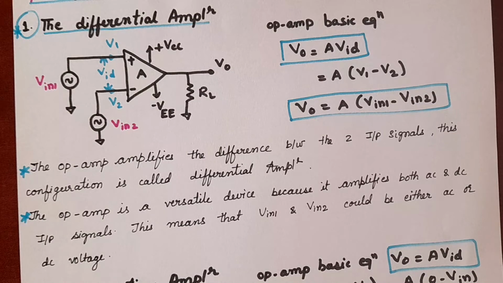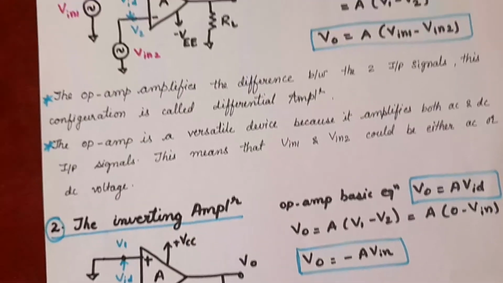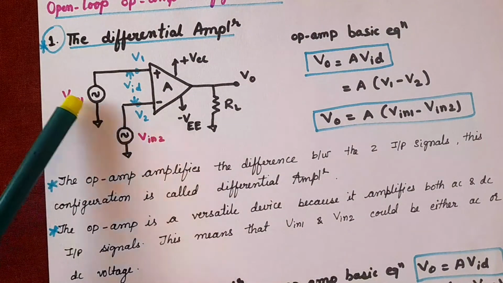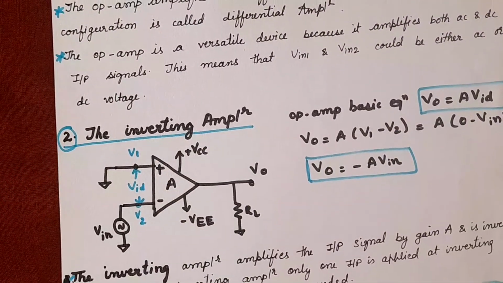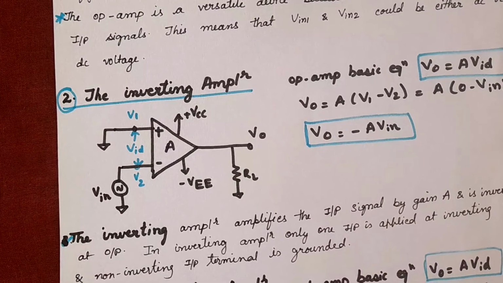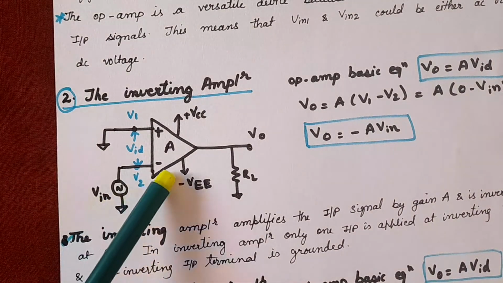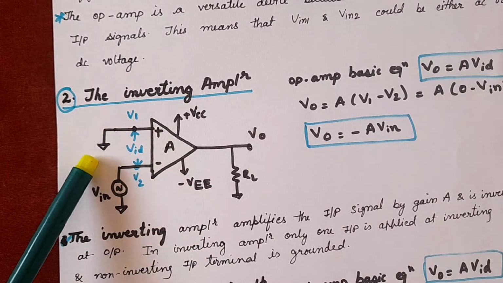Coming to the second configuration, the inverting amplifier. If you look at the differential amplifier, it has two inputs, Vin1 and Vin2. Coming to the inverting amplifier, it is a single input amplifier. Input is applied at the minus or inverting terminal of the op-amp and the non-inverting terminal is grounded.